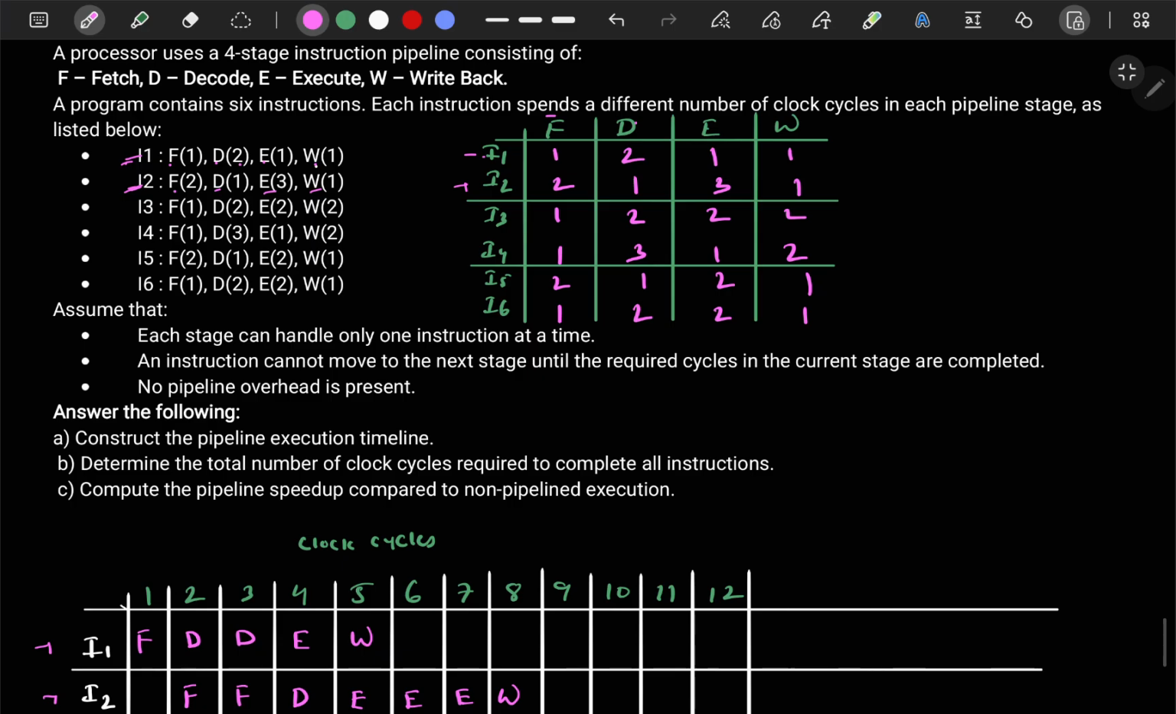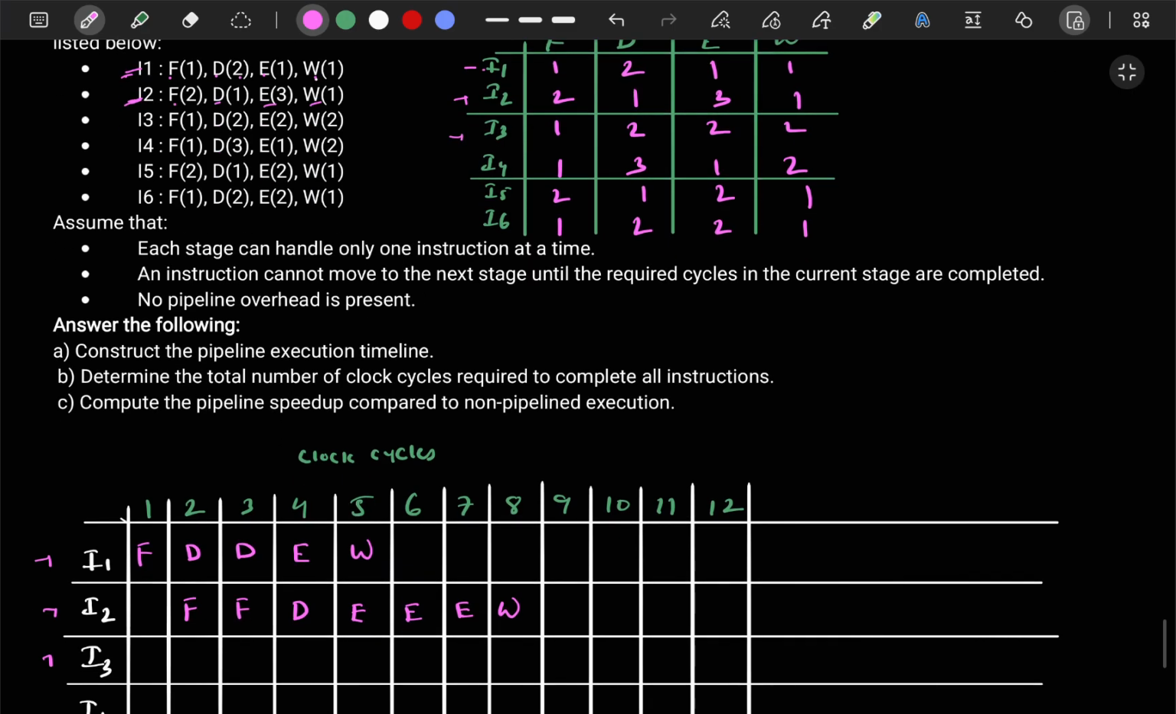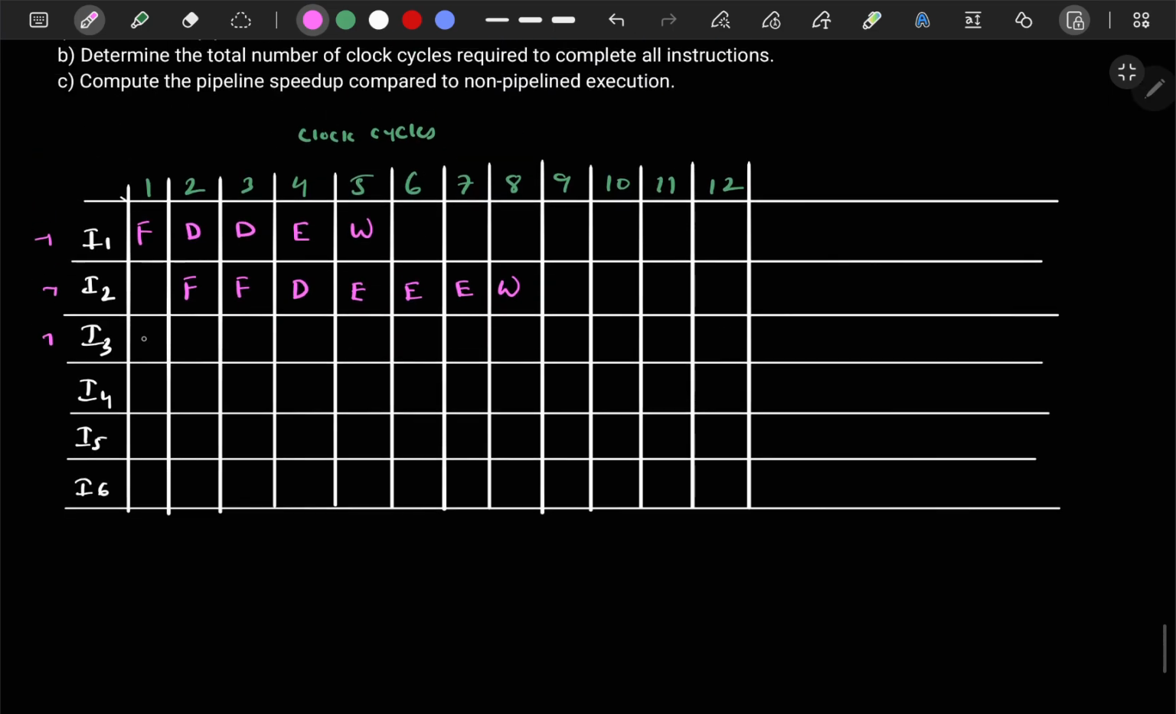Now let's see. I3 will start its fetching, and it will take 1 clock cycle. Shall I start from here? No, you can't, because at the first clock I1 is utilizing the fetch phase. Can I start from here? No, because I2 is utilizing the fetch stage. Here also you can't start fetch, because I2 is still utilizing that fetch stage.